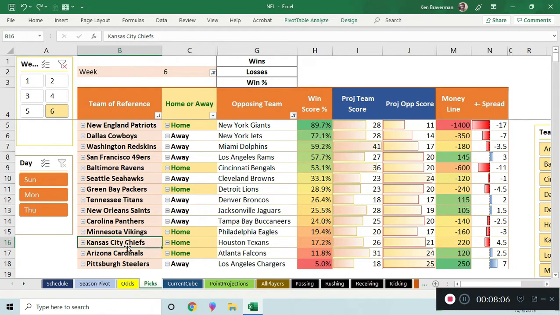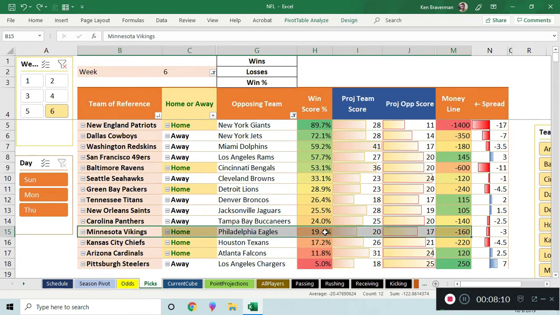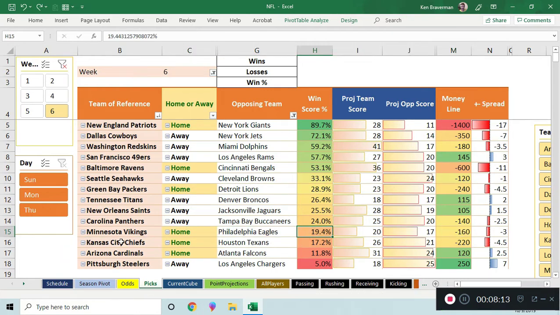Cousins wants to prove himself in Minnesota. Whatever. I don't know. Don't listen to me though. I guess listen to the algorithm. The algorithm's iffy on it because it's under 20%.